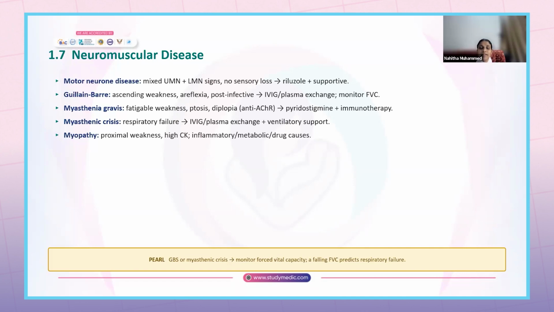Myasthenia gravis is a fatigable type of neuromuscular junction weakness. There will be bilateral ptosis and diplopia. The treatment is anti-cholinesterase inhibitors like pyridostigmine. We can also give immunotherapy. In myasthenic crisis, the patient goes into respiratory failure. Once they go into respiratory failure, we can directly go for immunotherapy plus ventilatory support. And myopathy is a muscle disorder with proximal weakness and high creatine kinase. The etiology can be inflammation, metabolic or drugs.